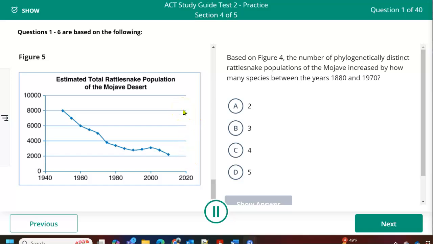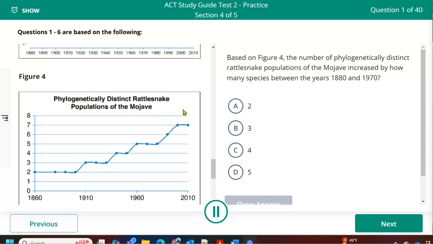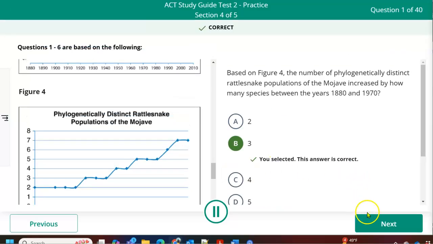All right. So let's try a question based on Figure 4. The number of phylogenetically distinct rattlesnake populations of the Mojave increased by how many species between 1880 and 1970? Well, 1880, it's written in here somewhere. So in 1880, there's 2. In 1970 is right around here. There's 5. So it increased by 3. Right, I like that. It starts off with an easy question.